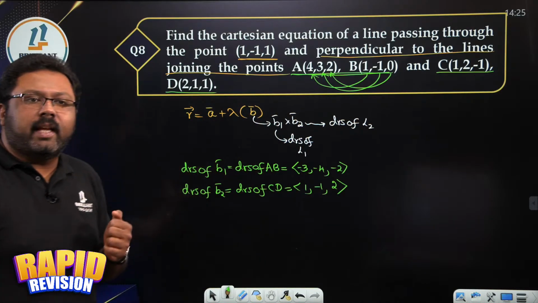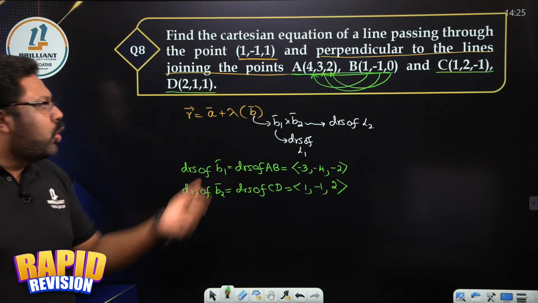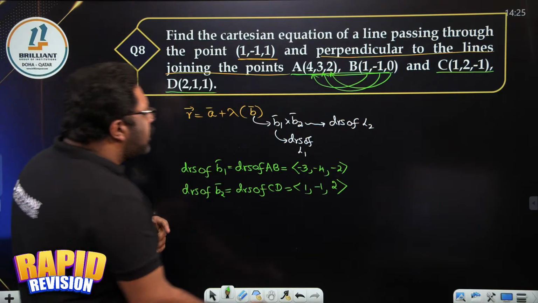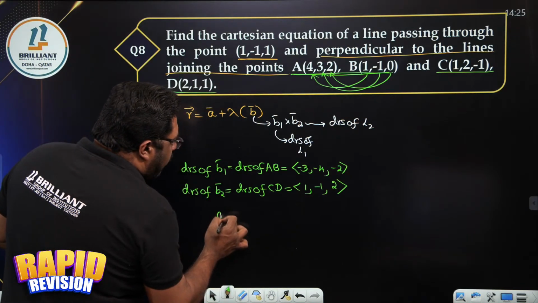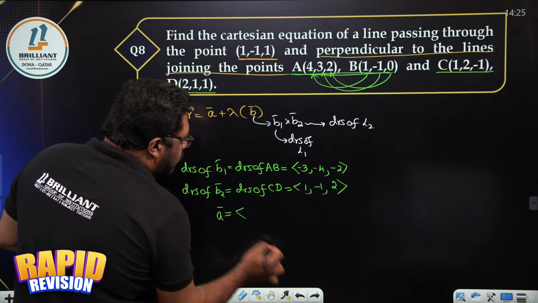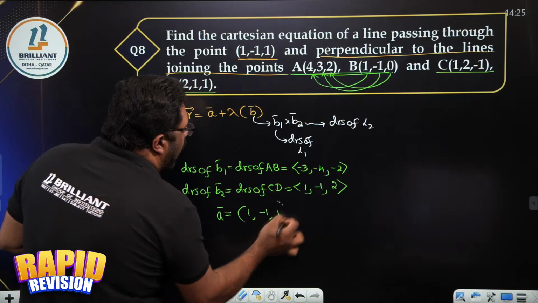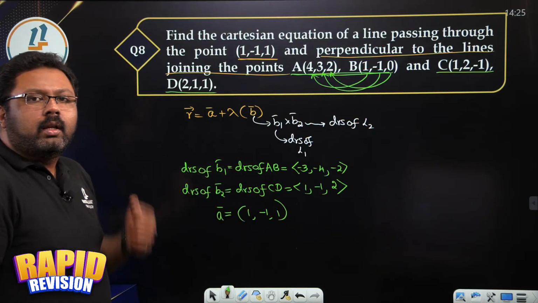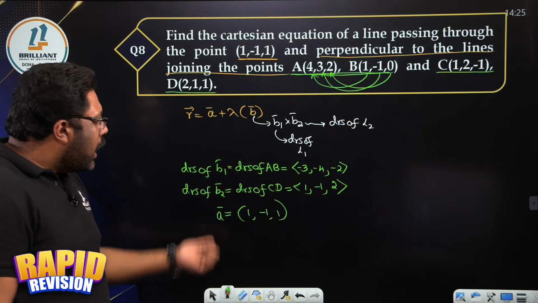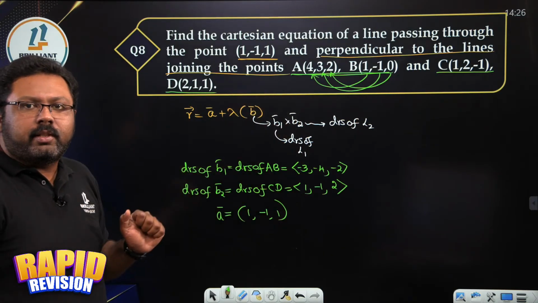Direction ratios of the second line. Then apply it like in the previous question. You will get B1 cross B2. Substitute. A vector is already there, with 1, -1 and 1 as the coefficients of i, j, k. I'm not going to calculate here, just telling you how to do this question.